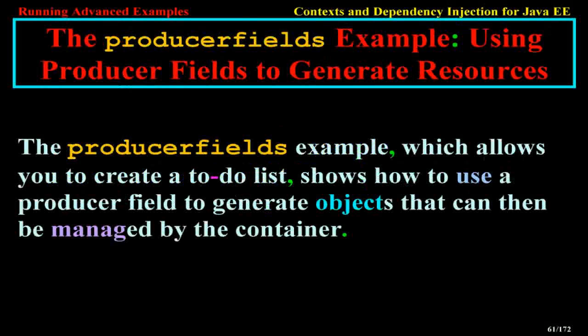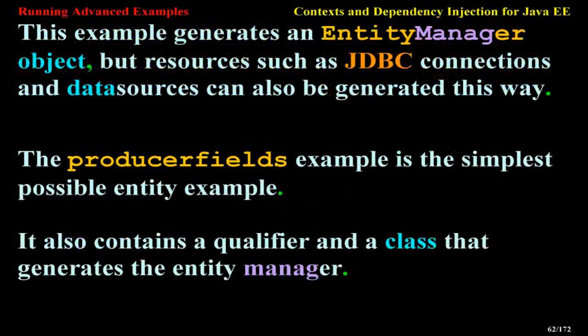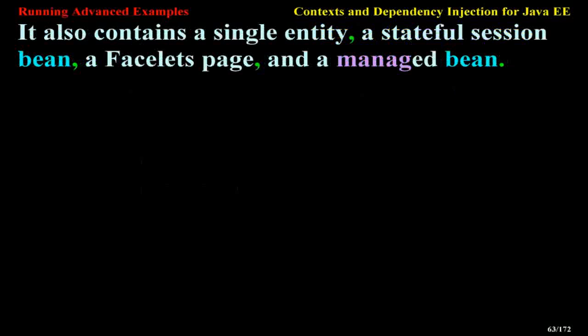The producerfields example: using producer fields to generate resources. The producerfields example, which allows you to create a to-do list, shows how to use a producer field to generate objects that can then be managed by the container. This example generates an entity manager object, but resources such as JDBC connections and data sources can also be generated this way. The producerfields example is the simplest possible entity example. It contains a qualifier and a class that generates the entity manager. It also contains a single entity, a stateful session bean, a Facelets page, and a managed bean.